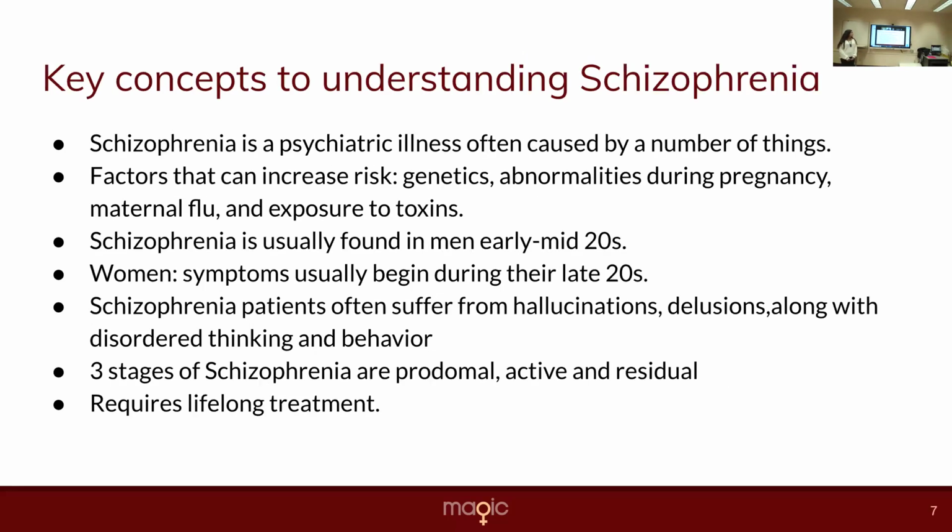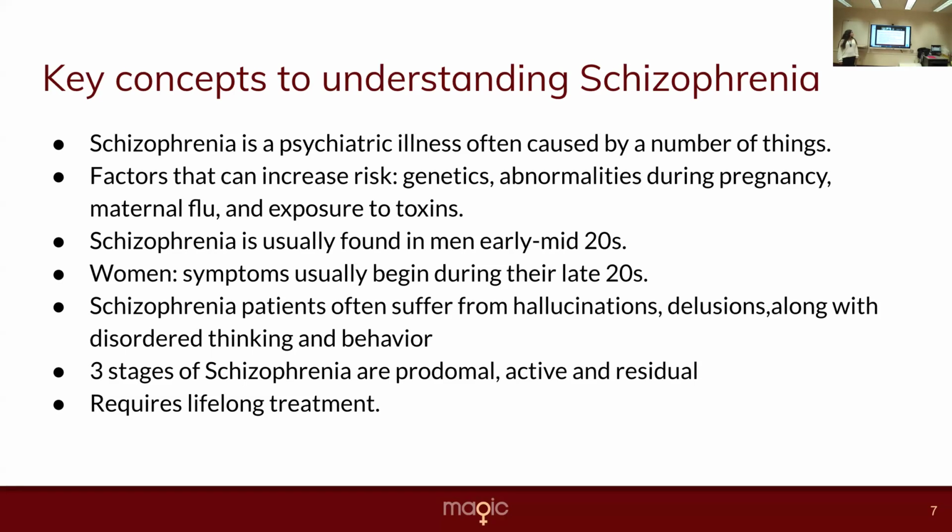Next slide, please. I've also researched schizophrenia, as I mentioned earlier, and some of the key concepts to understanding it: schizophrenia is a psychiatric illness caused by a number of things, such as genetics and even abnormalities during pregnancy, such as toxins or exposure to influenza. Schizophrenia is usually found in men between the early 20s to mid 20s, and symptoms are usually found in women in the late 20s. Schizophrenia patients often suffer from hallucinations, delusions, and disordered thinking. The three stages of schizophrenia are prodromal, residual, and active. It requires lifelong treatment and support, but the symptoms can be managed as well.